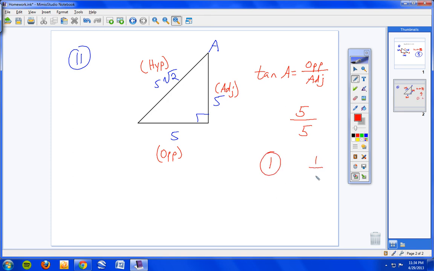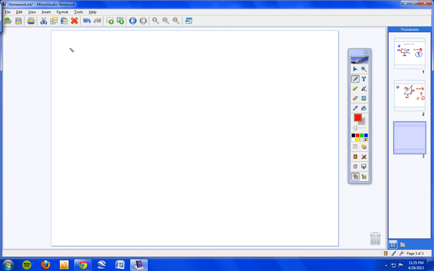Now, if you want to put 1 over 1, that's fine, but not 5 over 5. You would lose points for that because you can reduce 5 over 5, so reduce it. All right? All right, moving on to number 12. Number 12. Okay, the right triangle looks something like that. And let's get our markings here. There's the right angle. Where's A for this one? Angle A is way over here.